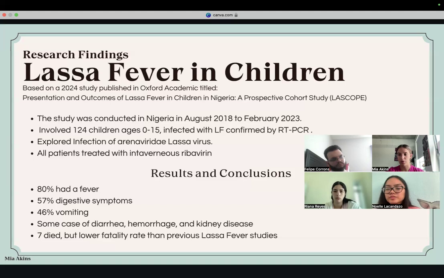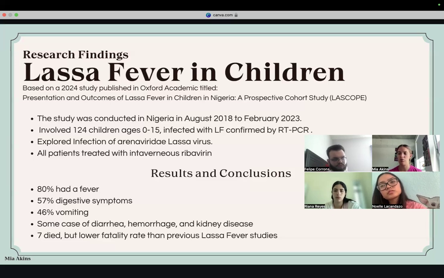Of the 124 children in the study, seven of them died, with four of them, the majority, being under the age of 1 year old. So it does seem that it is worse for the younger children. However, the positive bit from the study is that it found the fatality rate was lower than in previous Lassa virus studies, which suggests there has been some improvement in treatment.